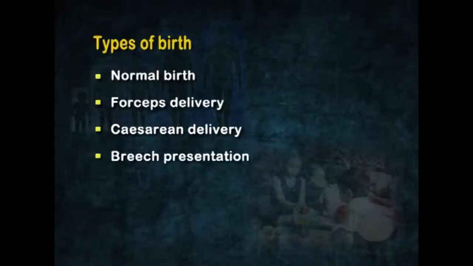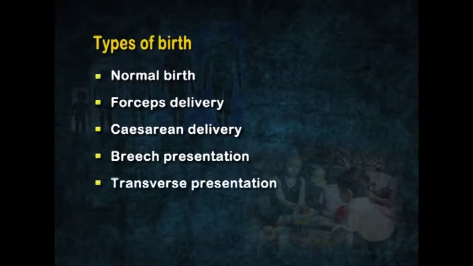The next one is the breech presentation. In this process, the buttocks or the legs emerge first instead of the head. Birth becomes difficult and dangerous. The next one is the transverse presentation. In this process, the shoulder and the arms emerge first instead of the head. Birth becomes difficult and dangerous, and cesarean delivery becomes a necessity.